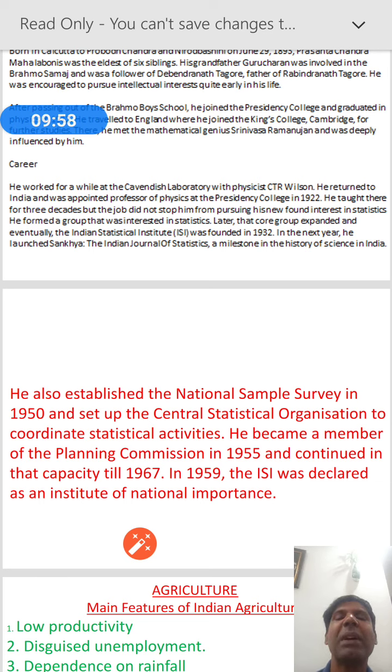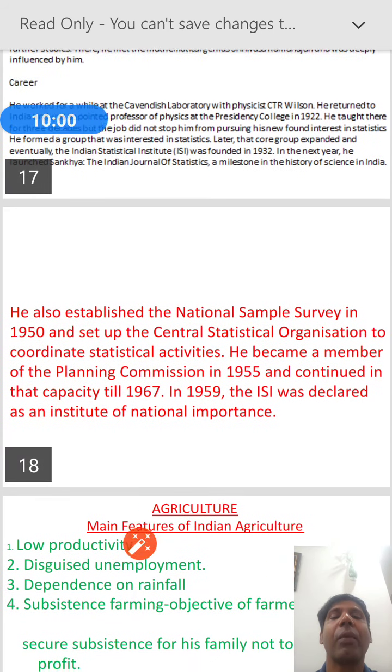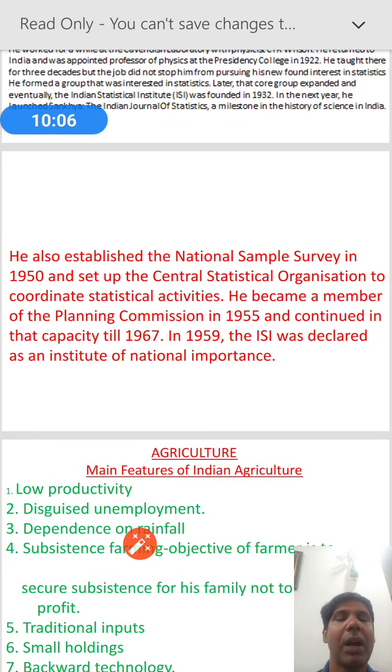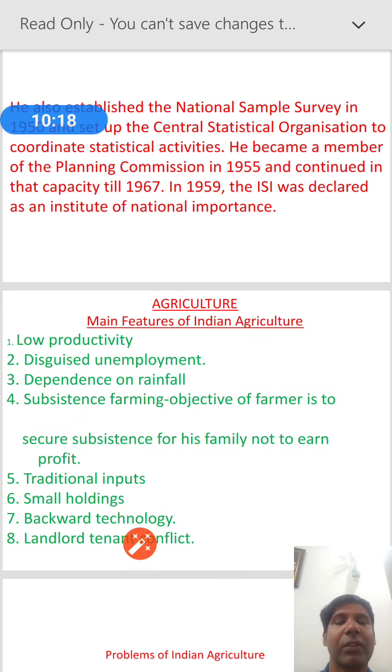It is used as a measuring tool for averages and economic growth. He became a member of the Planning Commission in 1955 and continued in that capacity till 1967. In 1959, he started the ISI. ISI stands for the Indian Statistical Institute, which was declared an institution of national importance.